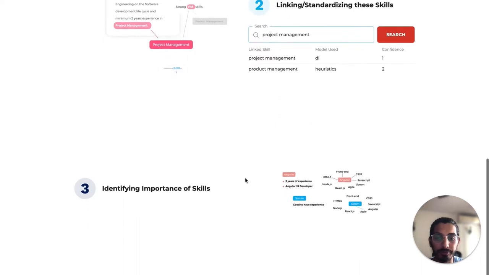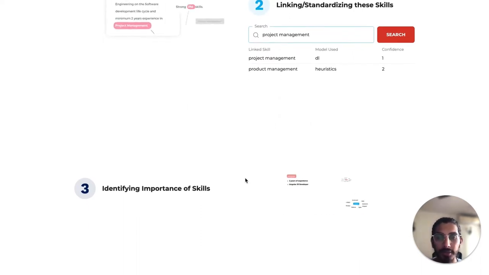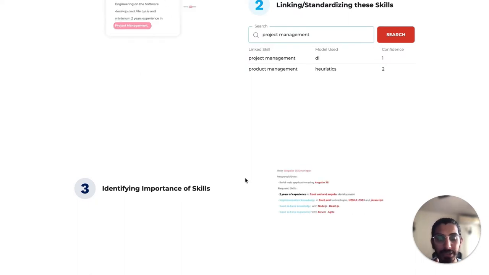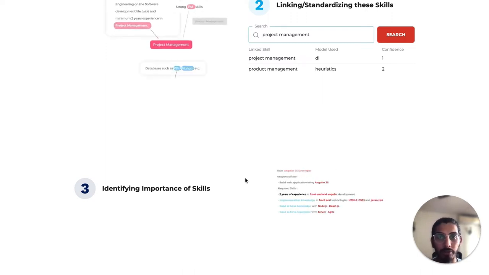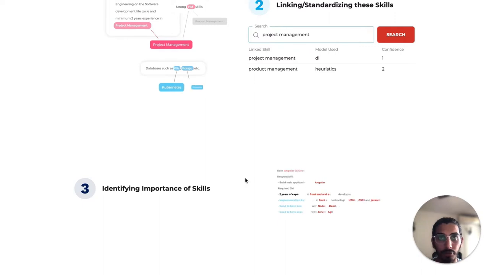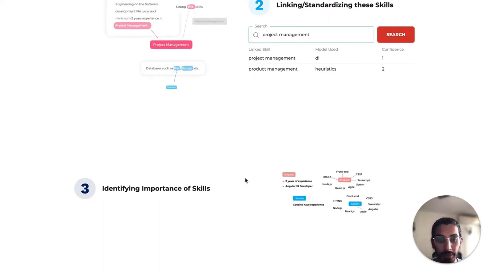Now let me move to the third point. Once you have understood and standardized the entities, it's also very important from a skills perspective. A job description asks for lots of skills. It's very important to understand what is important and what is not important as part of the job, to discover the relevant candidates and fulfill the talent needs of the recruiters, hiring managers, and the company.